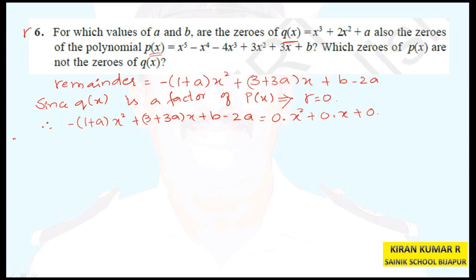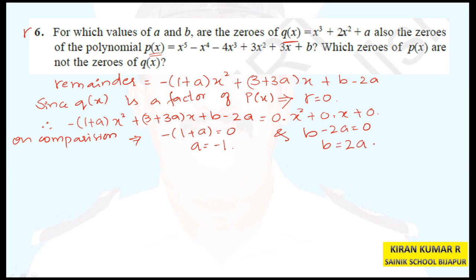On comparison, we get minus of 1 plus a equal to 0. What does it mean? A value is minus 1. And also, let me take the constant term now. b minus 2a equal to 0. We have b equal to 2 times of a. We know the value of a, substitute, we get the value of b as minus 2.